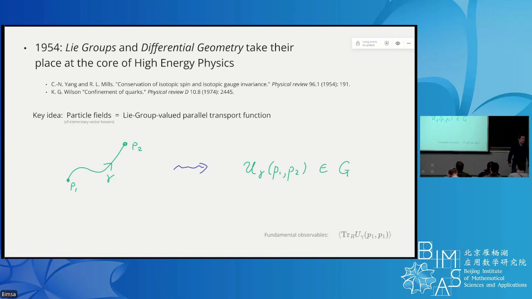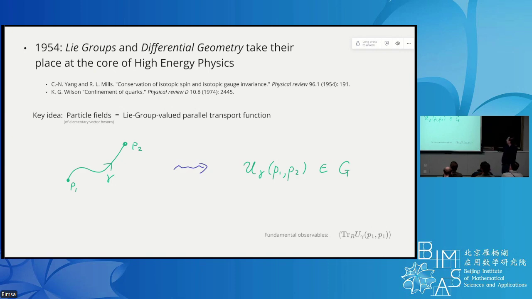So the idea of Yang-Mills theory placed already well-established areas of mathematics, such as the theory of Lie groups and differential geometry, right at the core of high-energy physics, where it has remained ever since. Now, of course, you cannot measure particle fields directly in an experiment. In fact, one of the postulates of gauge theory explicitly prohibits you from doing so. So what can you measure? You can measure something that is invariant with respect to the so-called gauge group.